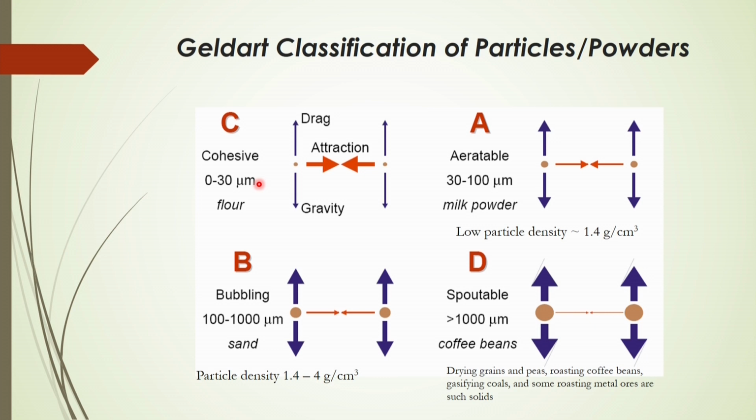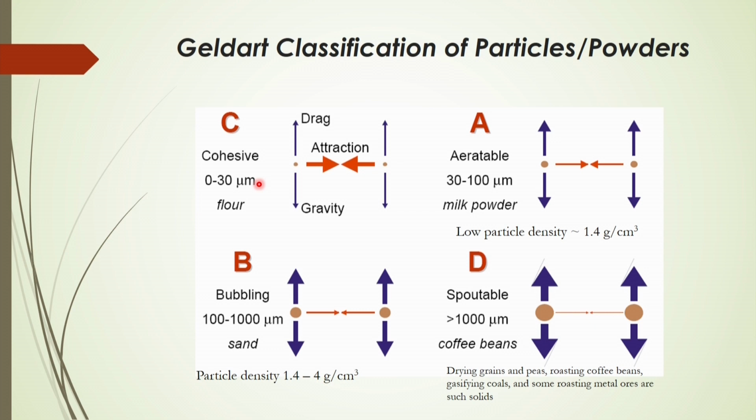C means cohesive. Example like flour particles, commercially available in the market, you will see the particles are very fine, less than 30 micron in size. Also, whenever you add some water to the particles, you will see it is very difficult to segregate them from each other. So, that is why it is called more cohesive in nature, and here the attraction between the particles will be very high.